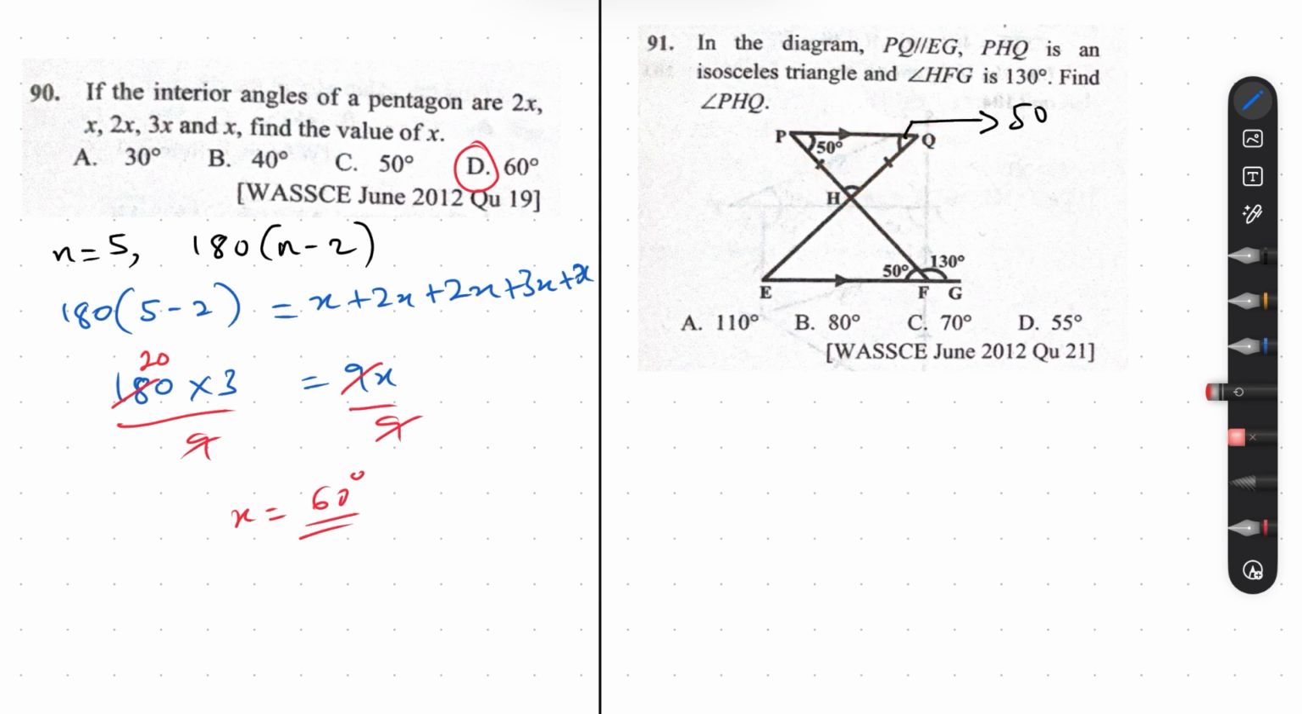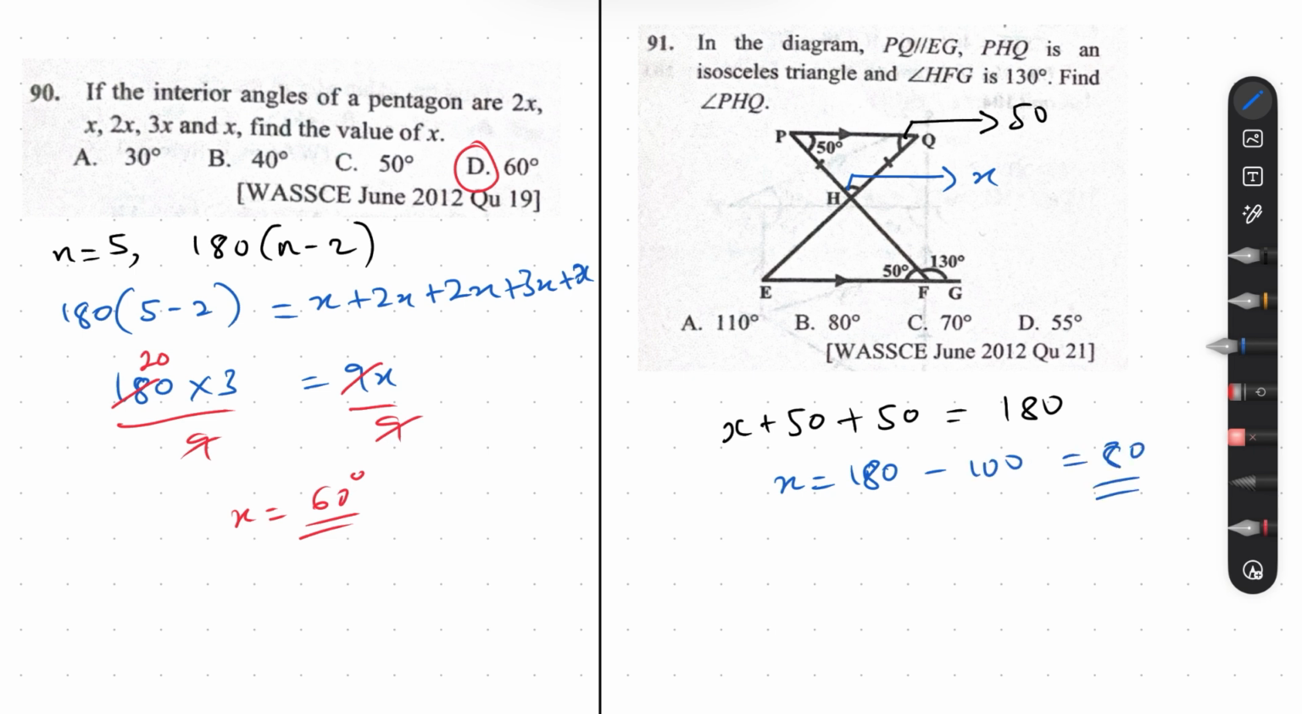So we don't actually need to go far. The sum of angles in a triangle add up to 180. But we know two angles, which are 50 and 50. Assuming we call the third angle x, then x plus 50 plus 50 should give us 180. So x will give us 180 minus 100, which is 80. So our answer is 80 degrees, which is B. Cool.